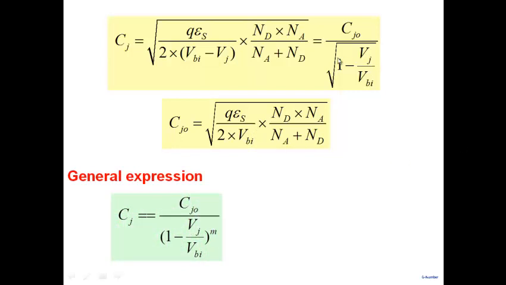In general, we can take this equation and generalize it and say Cj is equal to Cj0 divided by 1 minus Vj by Vbi raised to the power m. And m is what we call the grading coefficient. It depends on the doping profile. For the case that we are looking at, where we have an abrupt change in doping from p-type to n-type, we have seen that m equals half. If you have a different doping profile, you don't get this expression for capacitance. You have to redo the Poisson equation solution, and you find that m is in general different.